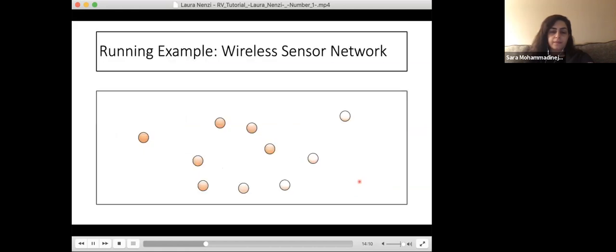We use a running example to describe the logic, that is the wireless sensor network. So as a starting point, just think of having a number of sensors in the space that are distributed in some way and that can measure some values, as for example the level of temperature or the level of pollution. For the moment, we think of having just the same type of sensor.